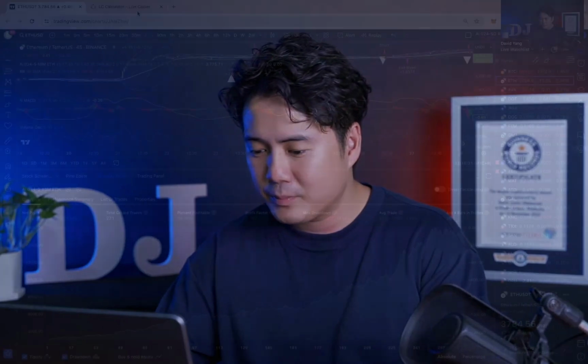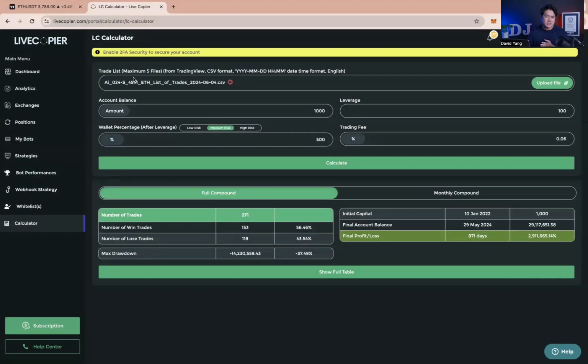Okay, so this is the live copier. I already imported this strategy, the name is AI024, and I already uploaded this file into this calculator. Imagine I already use $1,000 after the leverage of medium risk, somewhere 5x your whole account, and trading fees deducted. There's no trading fees because I already deducted it. And you can see when I calculate it, $1,000 in 871 days becomes $29 million. That is a crazy amount, man, isn't it? But is it really workable? Let me go straight into the charts and tell you how it is.